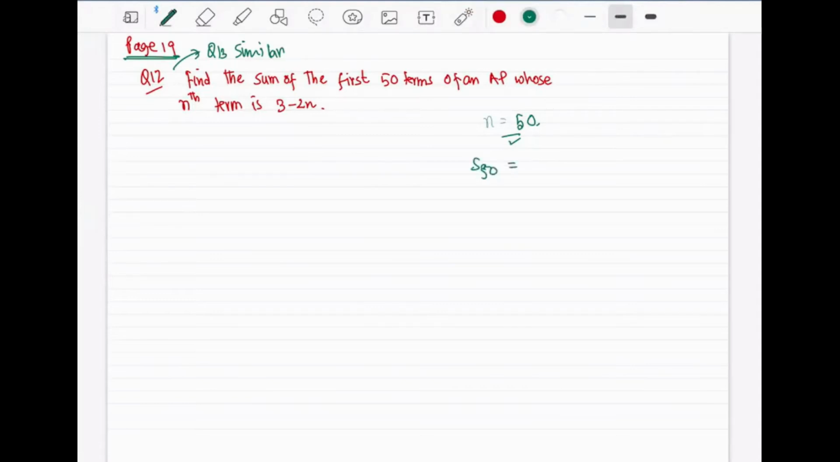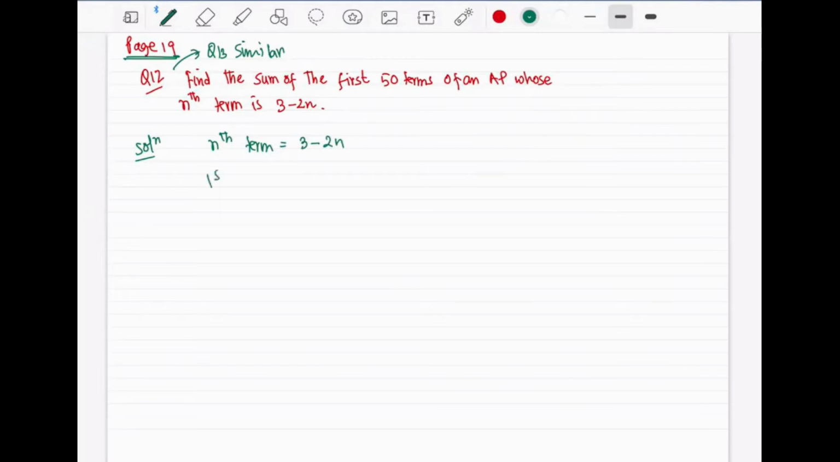So S50 will look like n by 2, [2a plus (n minus 1)d]. Unless we have the arithmetic progression, we cannot have the values of a and d, right? n is already given. Okay, very simple. Let's start the solution. What is the nth term? The nth term is 3 minus 2n.